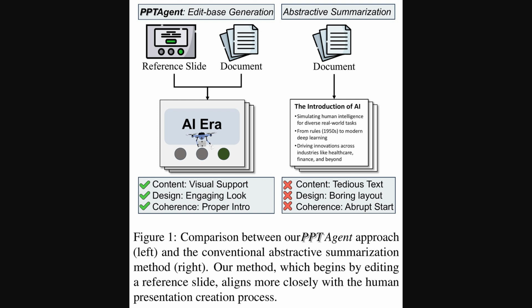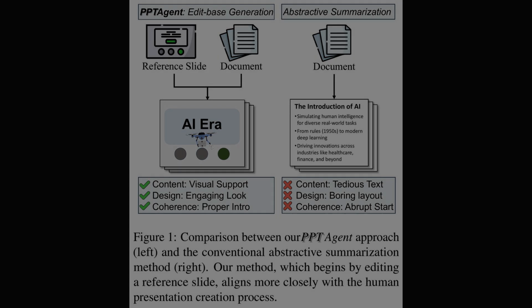The figure shows on the left, PPTAgent uses both a reference slide and a document to create a visually appealing slide. In contrast, the abstractive summarization approach on the right, using only the document, tends to produce slides that are heavy on text and lack good design, leading to issues with coherence.